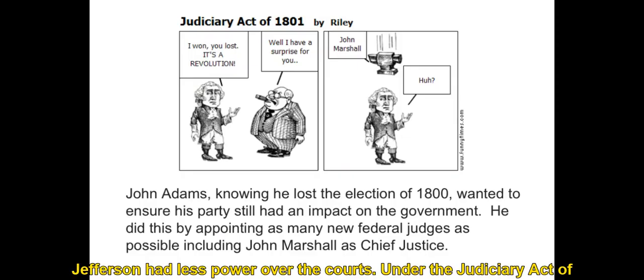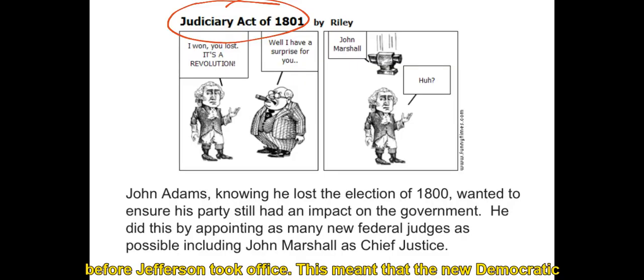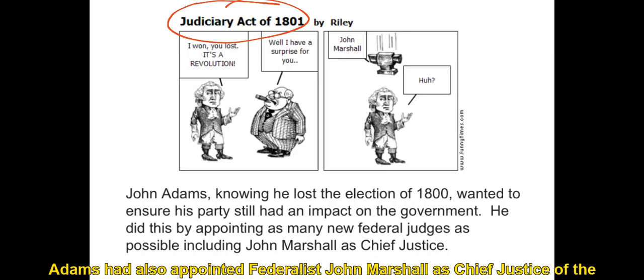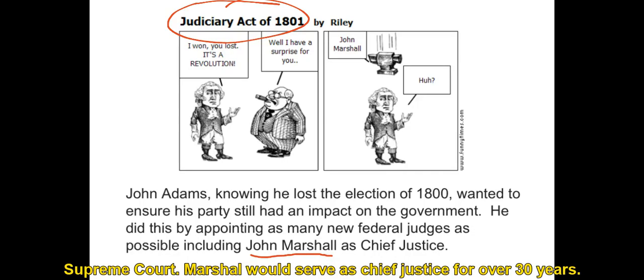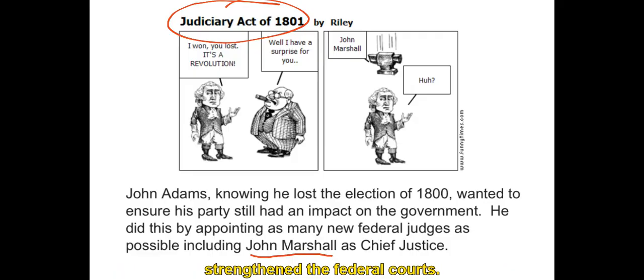Under the Judiciary Act of 1801, John Adams had appointed as many Federalist judges as he could before Jefferson took office. This meant that the new Democratic Republican president faced a firmly Federalist judiciary or court system. Adams had also appointed Federalist John Marshall as Chief Justice of the Supreme Court. Marshall would serve as Chief Justice for over 30 years, and during that time, the Supreme Court upheld federal authority and strengthened the federal courts.